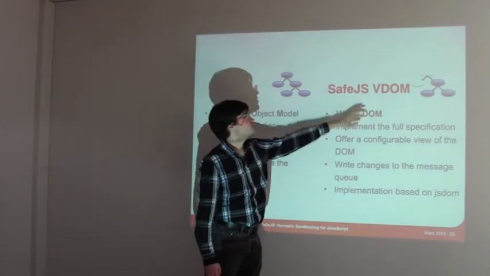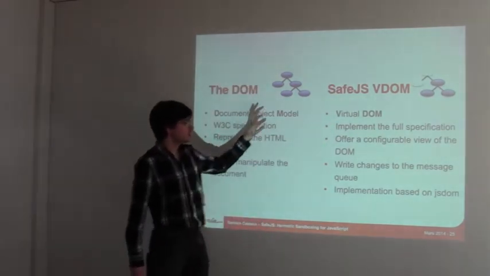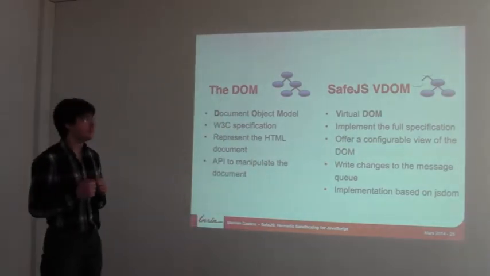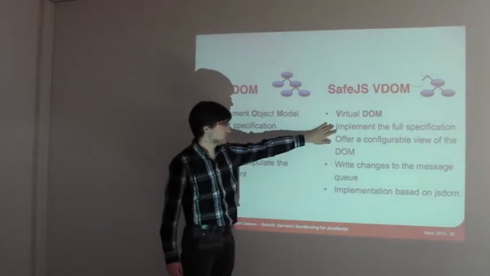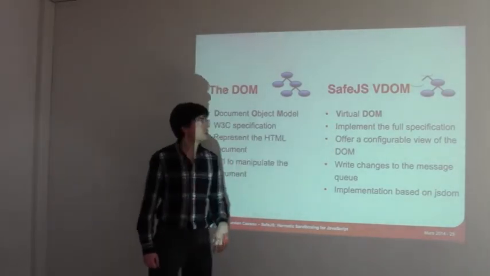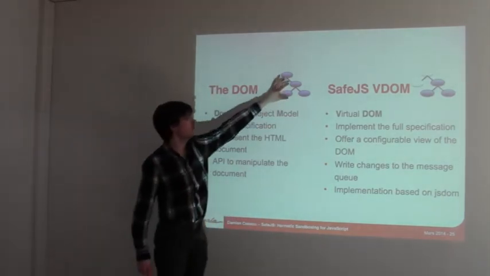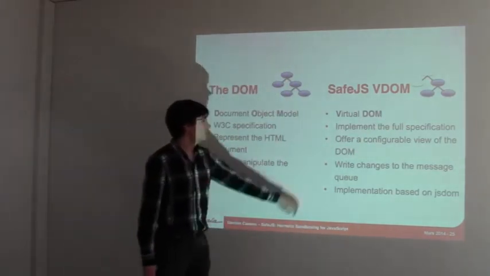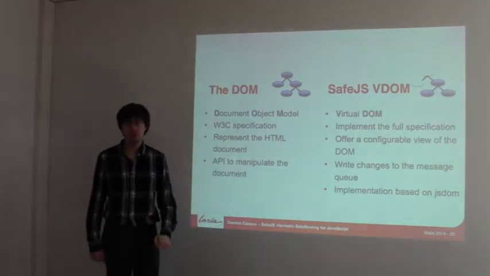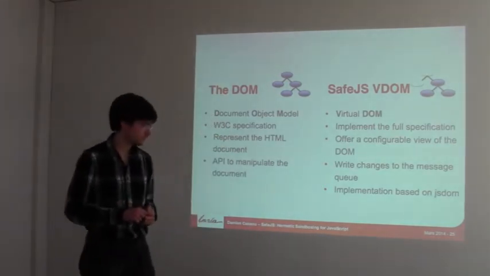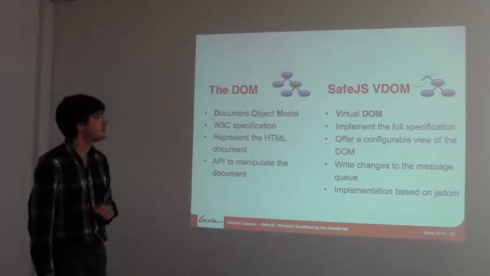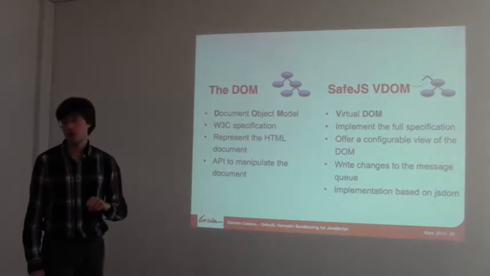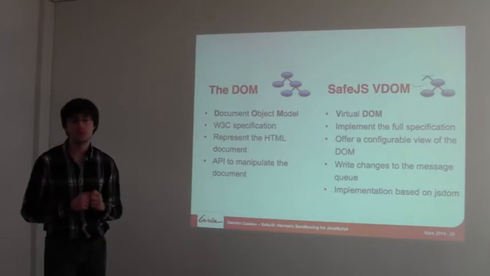What Nicolas has done is a SAFE.js virtual DOM. It's exactly the same API. Clients cannot see the difference between the real DOM and the virtual DOM. So it implements the full specification, except that we can configure what's inside. We don't put all the information, but just a subset of the information. Except also that it writes all the changes to the message queue. The implementation of SafeJS VDOM is based on a Node.js technology named JSDOM, plus many changes to make it work on web browsers.